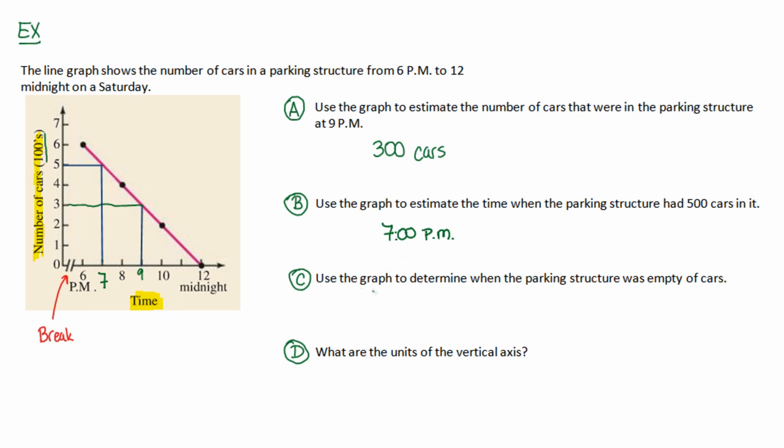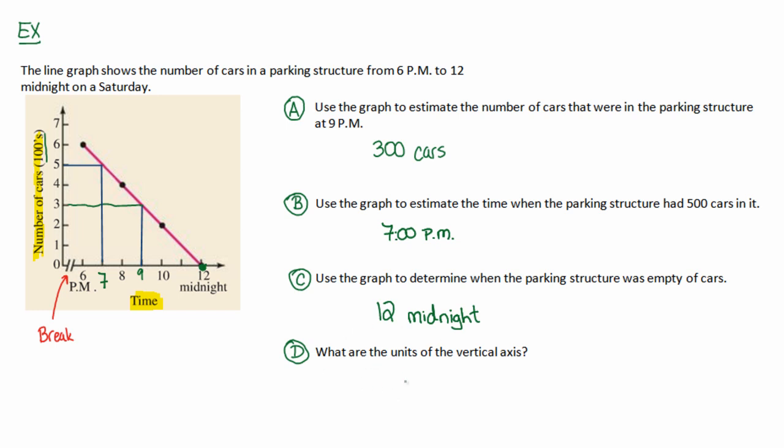Now the next part is asking us to determine when the parking structure is empty. According to this pink line here, when was the parking structure empty? The number of cars in the parking structure when it's empty is 0, right? So this is 600 cars, 500, 400, 300, 200, 100, and then no cars. So let's find out when our line reaches a height of 0. That occurs right there, and that is 12 midnight. It's just interpreting data from a graph, that's all.